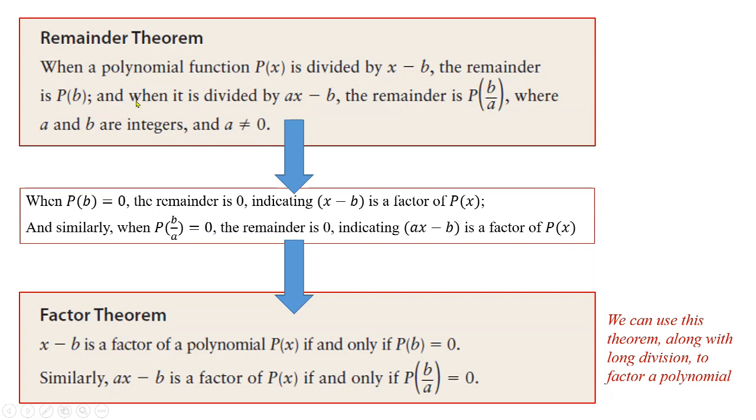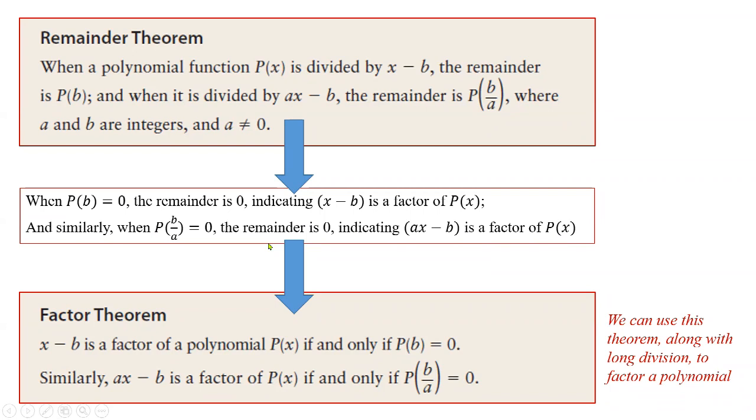Apparently, according to the theorem, when p(b) is 0, that means the remainder is 0, right? If p(b) is 0, that indicates x minus b must be a factor of p(x), because when you divide p(x) using x minus b, if p(b) is 0, the remainder is 0. If the remainder is 0, that means p(x) is divisible by x minus b, right? So similarly, when p(b/a) is 0, the remainder is 0. That indicates ax minus b must be a factor of p(x), right?